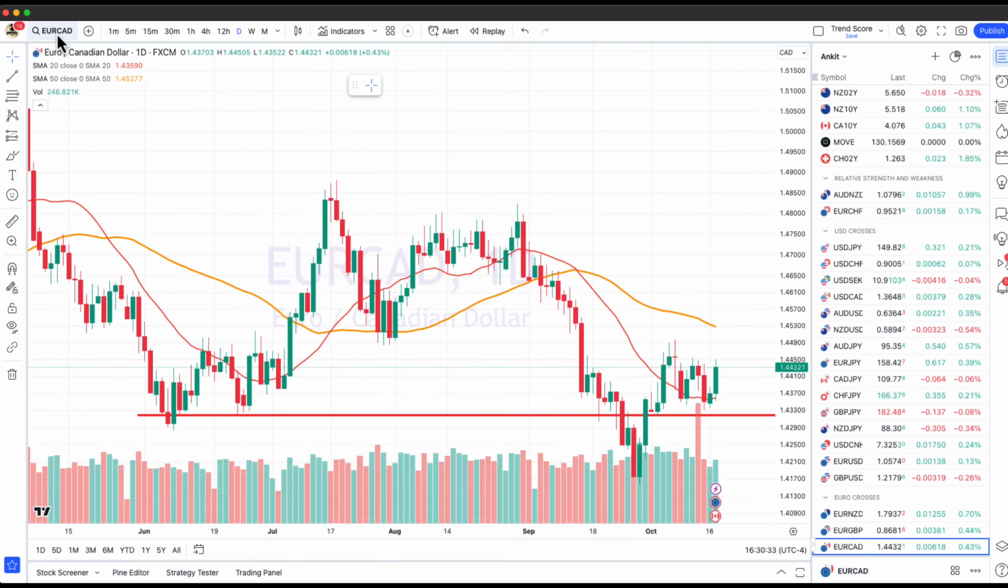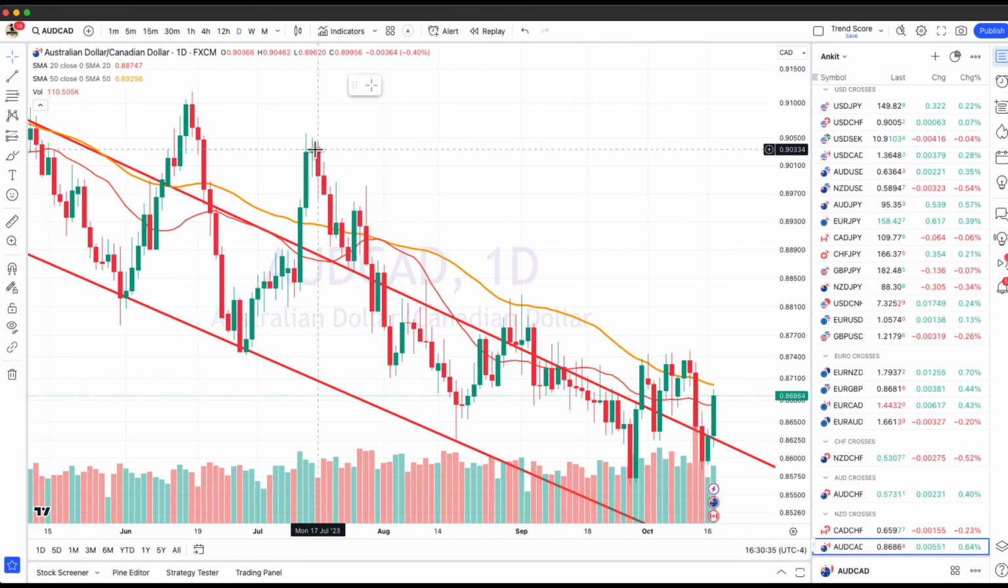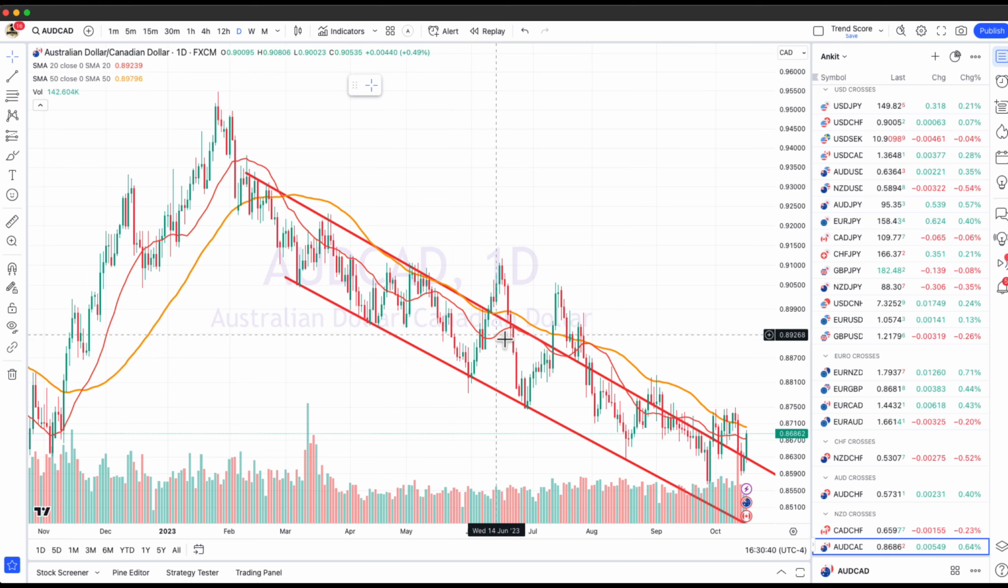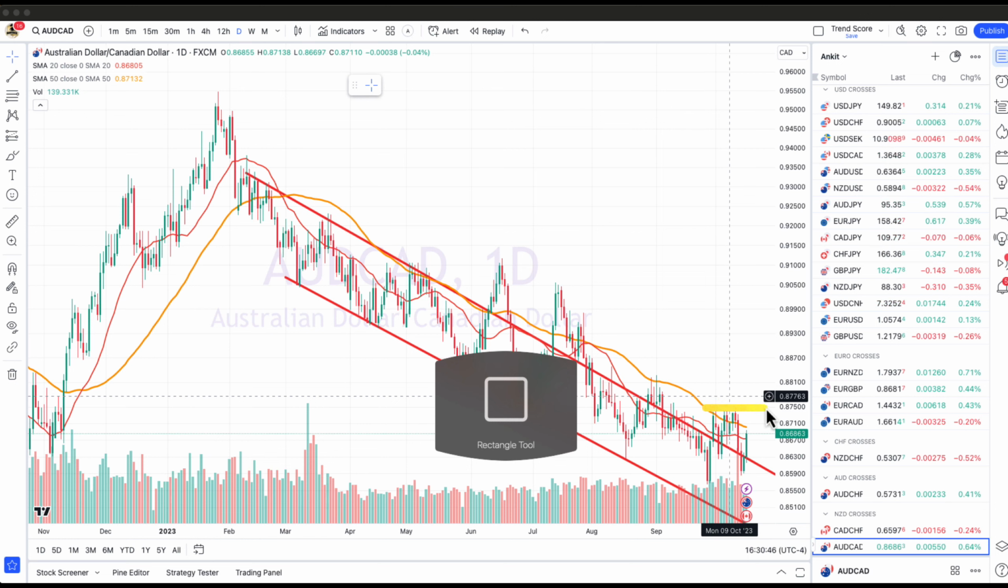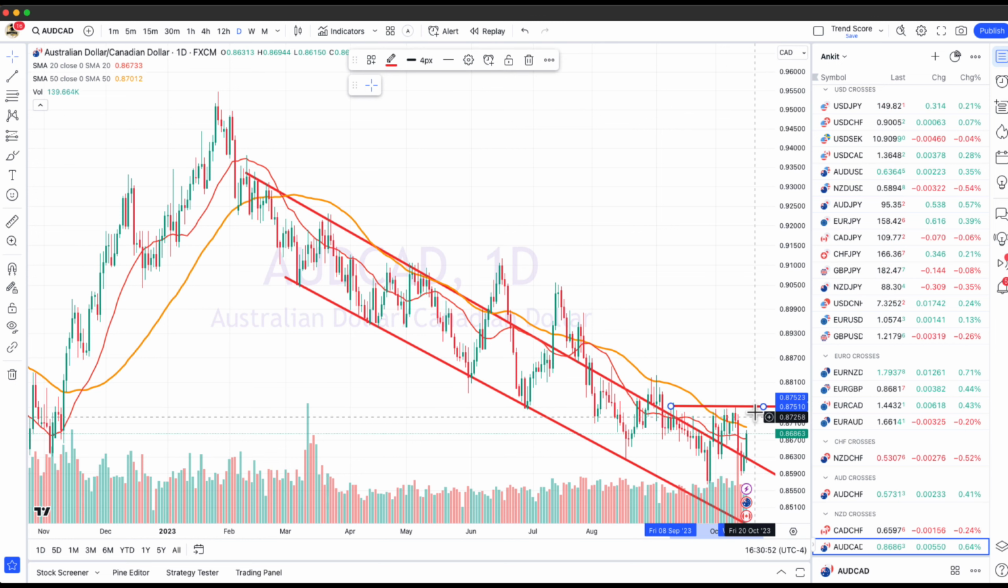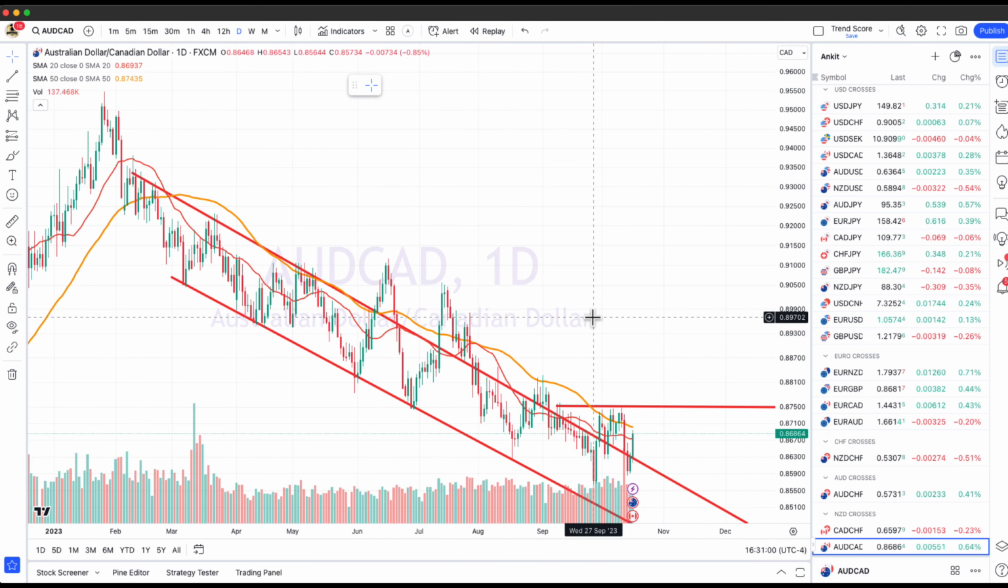Same thing, Aussie CAD. You can see the Aussie CAD has been moving lower and lower, and we have been in this downward channel. If it's trying to get above it, 87.50 is the first level of serious resistance. So there's overhead resistance, but it has room to run before it tests that resistance. So I like this gradual way up on the upside here, if this starts to run higher.